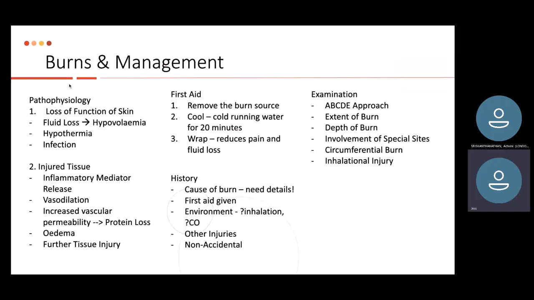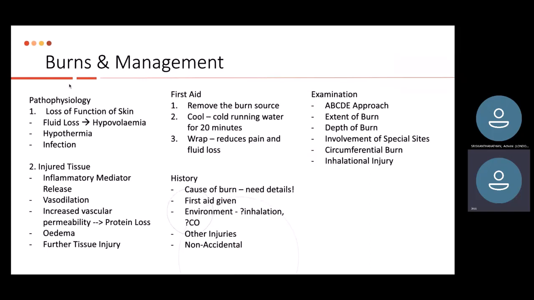You also get injured tissue, which generates an inflammatory response, and that can cause further damage, protein loss, edema, and tissue injury. So in terms of the first aid, firstly, you want to remove whatever's burning the individual, and then you want to cool it. So the general advice that you would give is to run it under cold water for at least 20 minutes, and then you can wrap it in cling film. And because this basically is like a pretend skin or like an artificial skin barrier, it reduces the pain and it also reduces fluid loss.